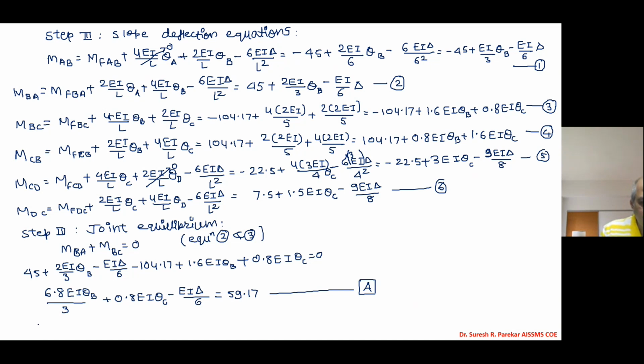Then we have the second equation, MCB plus MCD equal to 0. Now for MCB and MCD we have equations 4 and 5.